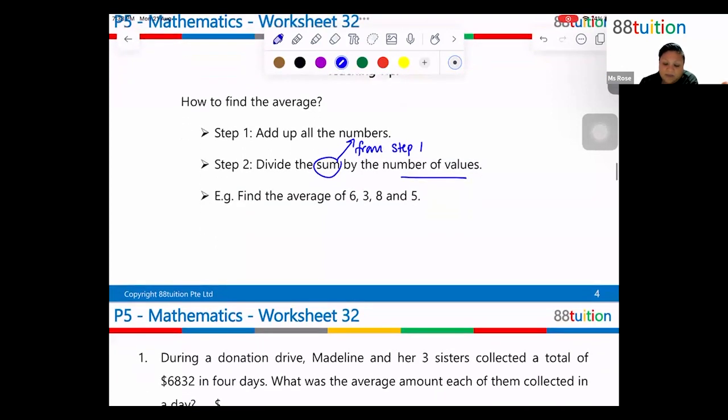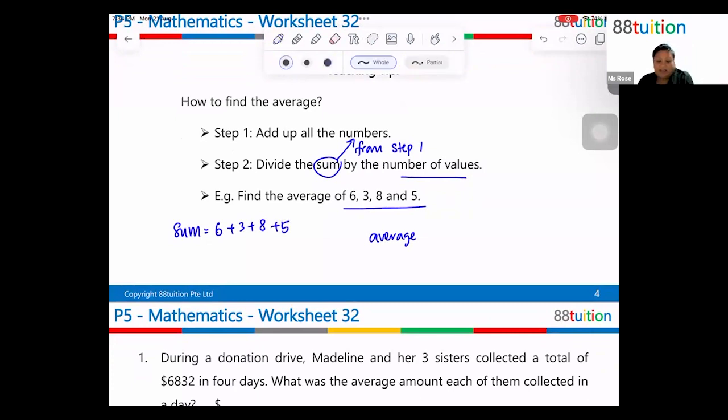So for example, how many numbers are there? In this case, the number of values is 4. So to find the average, you need to first find the sum, right? The sum of the 4 numbers would be 6, 3, 8, and 5.